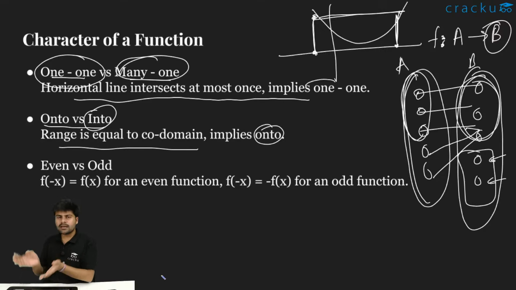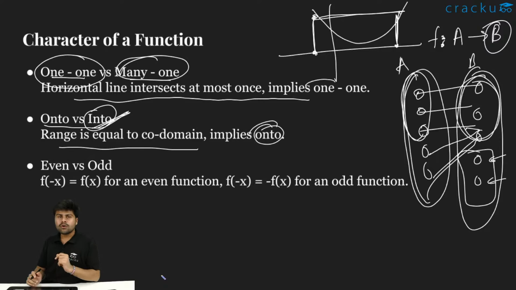So in the codomain, there are some elements that are inside the codomain, but they are not part of the range, that are not outputs for any inputs. So in this case, we will call this into. So it is going inside, the whole A is going inside B.